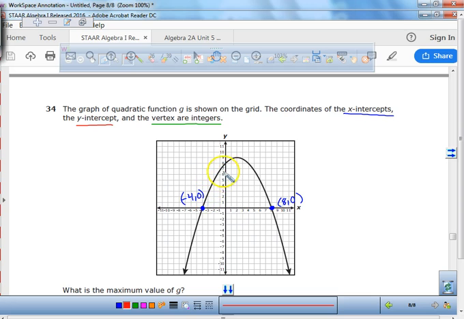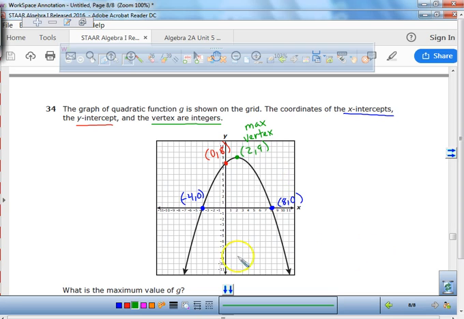Okay, now we're going to plot the y-intercept. So the y-intercept is right there. That looks like that's at a 0 and an 8. So that's my y-intercept. And then it says the vertex. The vertex is either going to be the lowest point or the highest point. If you look carefully, that's the highest point, and that ordered pair is at a 2 and a 9. So that's your vertex.